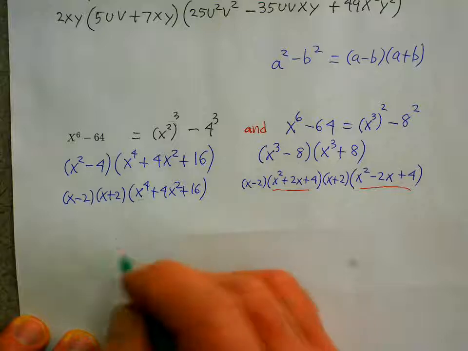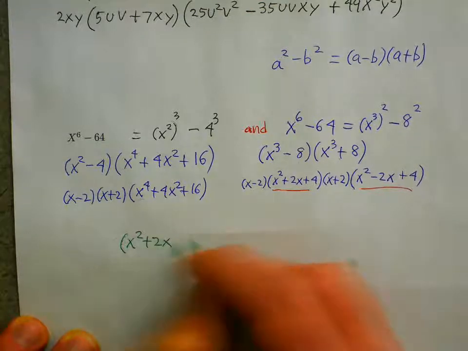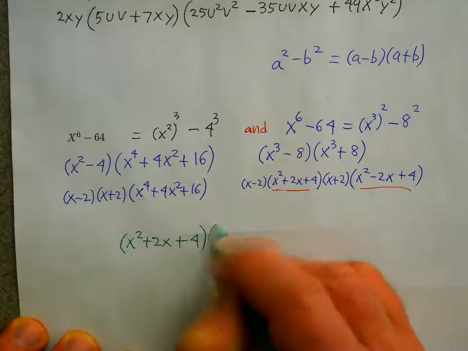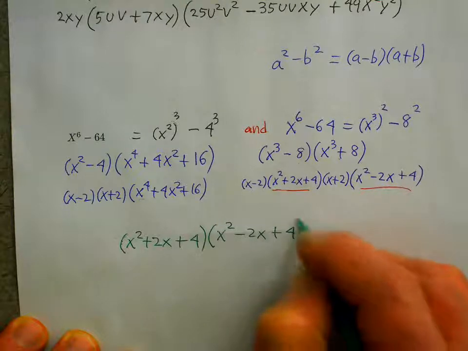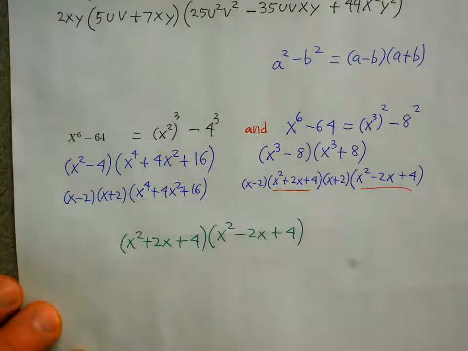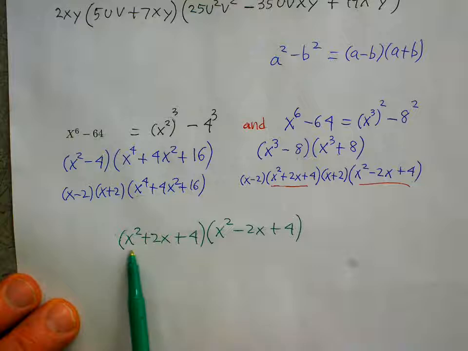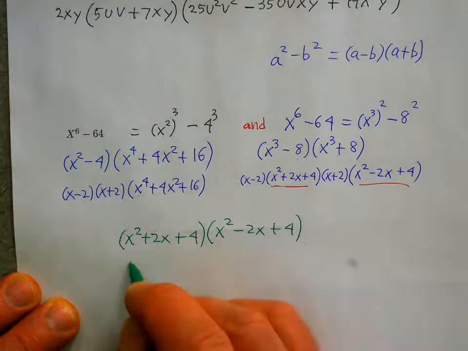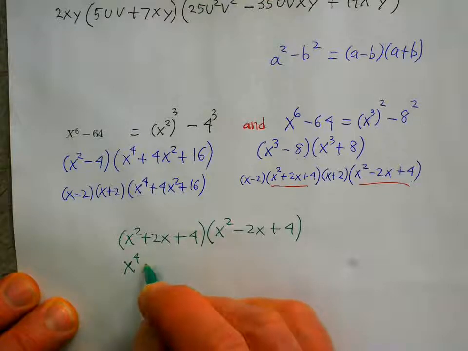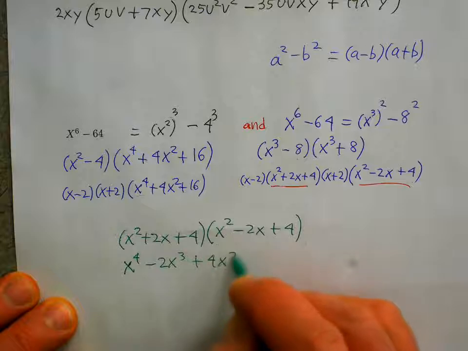So let's verify that. Let's multiply x squared plus 2x plus 4 times x squared minus 2x plus 4. So we multiply the two trinomials. We need to practice multiplying trinomials. So x squared, we'll multiply x squared times everything in this trinomial first. So x squared times x squared is x to the fourth, and then minus 2x cubed, and then plus 4x squared.